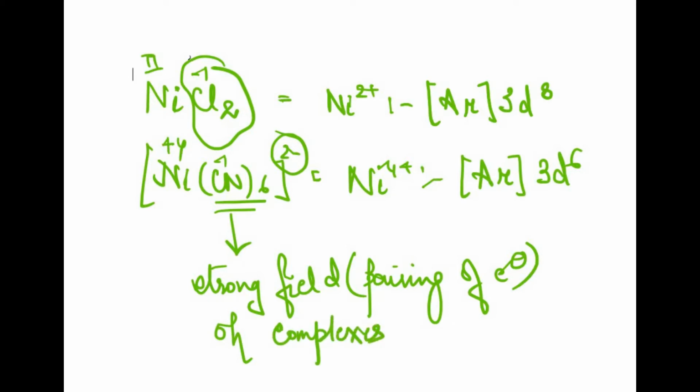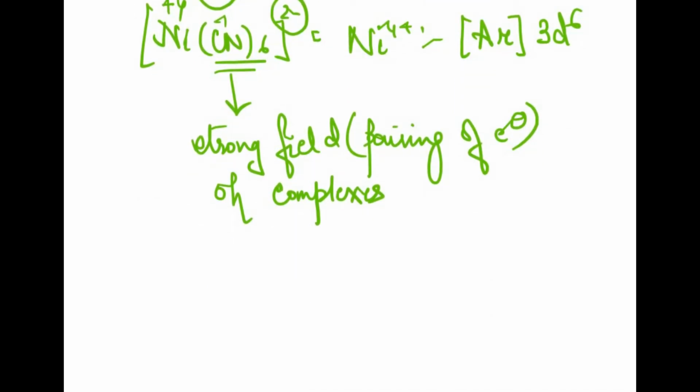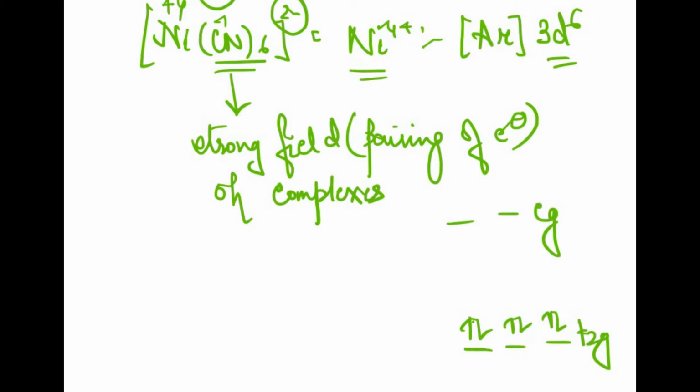I'm not drawing the entire structure for the octahedral complex, I'm just showing the splitting part. The t2g orbitals, that is the dxy, dyz and dxz orbitals, are below, and the dx2-y2 and dz2 orbitals are above. This is Ni4+ d6, so there will be pairing of electrons. If there is pairing of electrons, then the number of unpaired electrons would be 0.